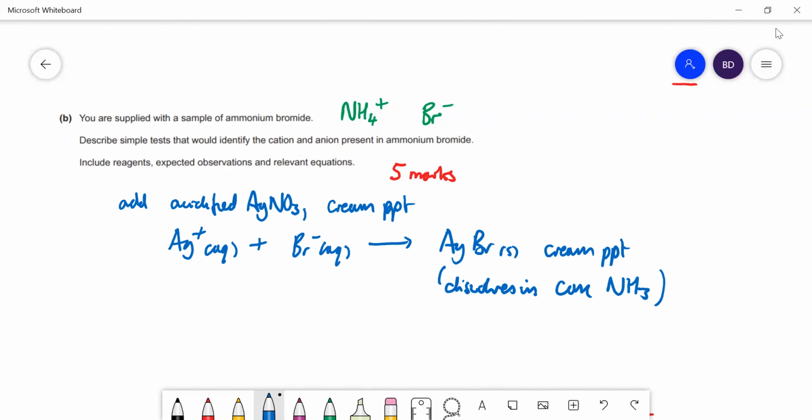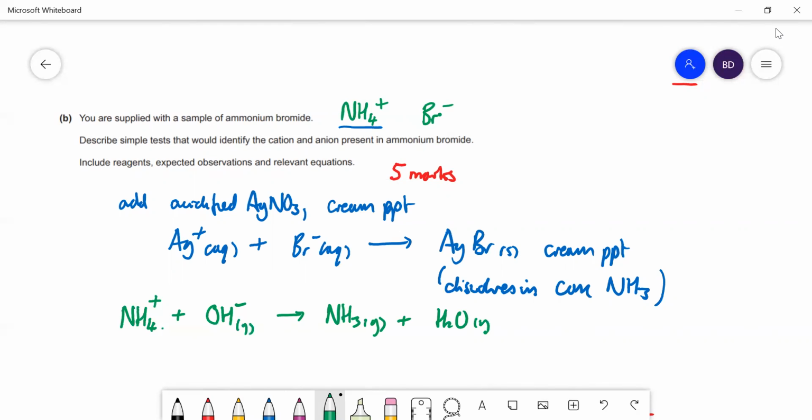Now we need to know how to test for the ammonium ions. Well, the ammonium ions, you turn into ammonia gas by adding some sodium hydroxide solution. I'll just draw it as an ionic equation. What that will do is the OH- is a good base. It will remove a proton from NH4+. So you'll form NH3 gas and H2O.